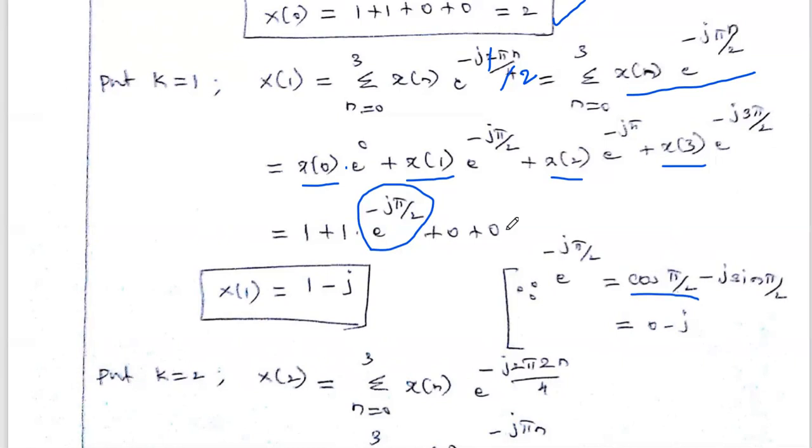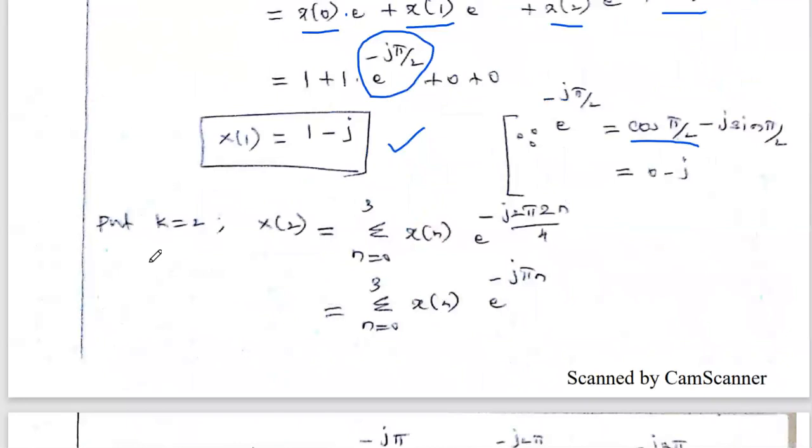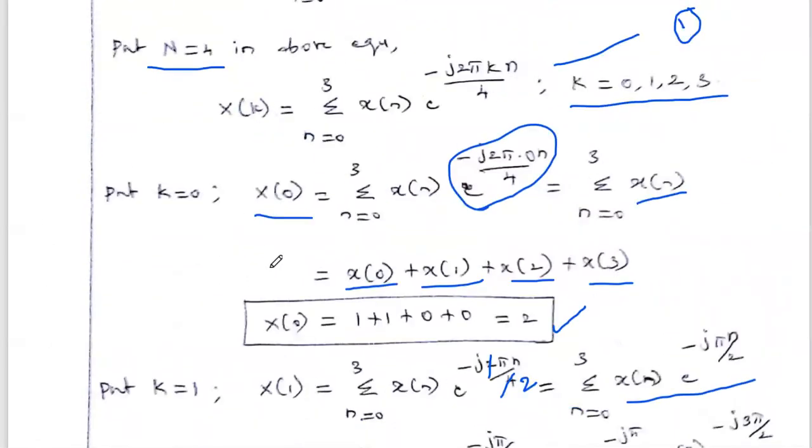So substitute this e power minus j pi by 2 here. So we will get X of 1 is equal to 1 minus j. So this is the second answer. Okay, so similarly, we have to put k equal to 2 in equation number 1. So you see, in the general X of k equation, we have to put k equal to 2.